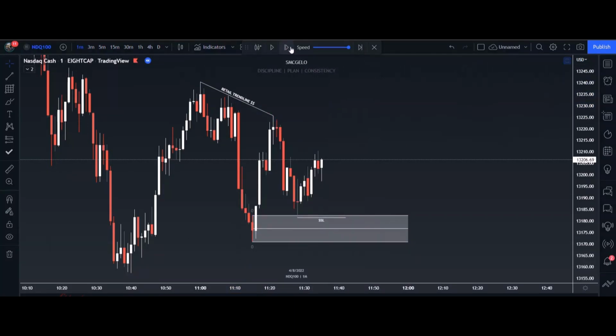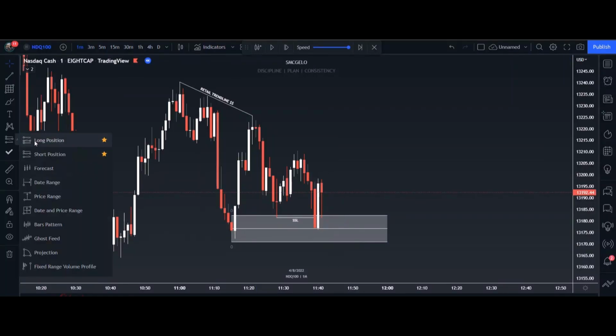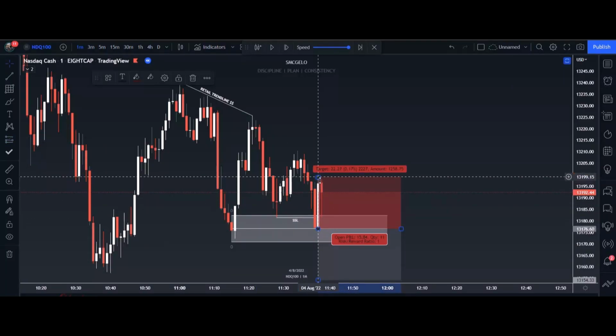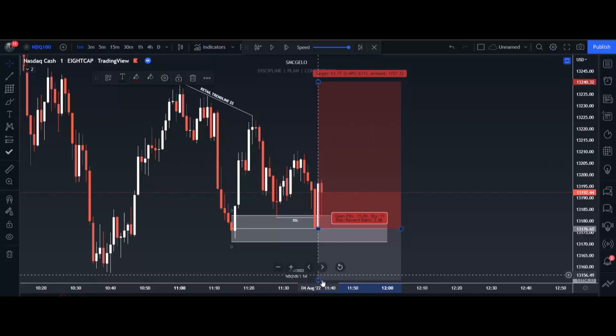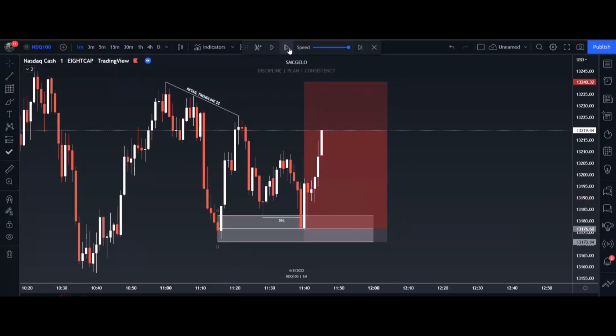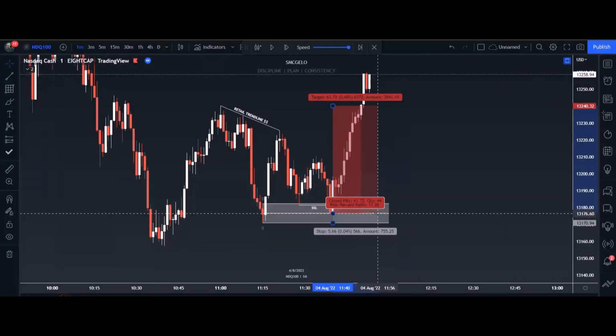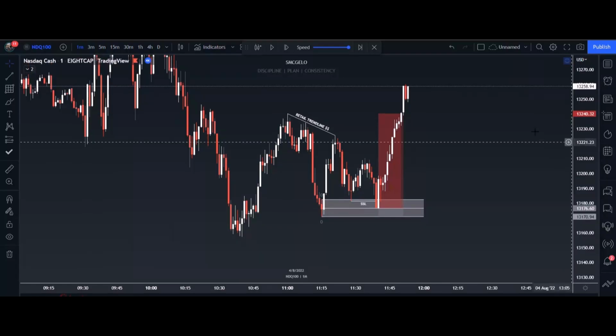To the top side. Price takes out sell side liquidity. Taps into our 50%. Target the high of this trend line, highest liquidity. As you can see, price fully plays out just like that.